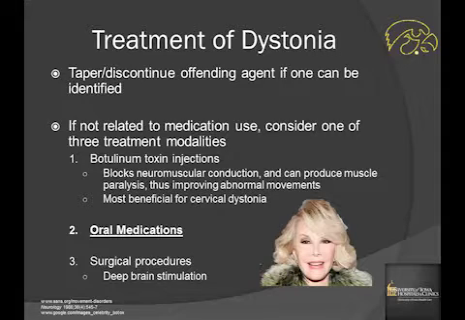So for the treatment of dystonia, as I mentioned, if we can identify a medication that could potentially be a causative factor, we should consider tapering and discontinuing that agent and seeing if the symptoms do improve. Unfortunately, as you can imagine, some of these medications, particularly the antipsychotics, it may not be safe to do the taper or the discontinuation of the agent, so you may still need to initiate treatment of some sort. And if you do need to initiate treatment, there's basically three main modalities that you can think about.